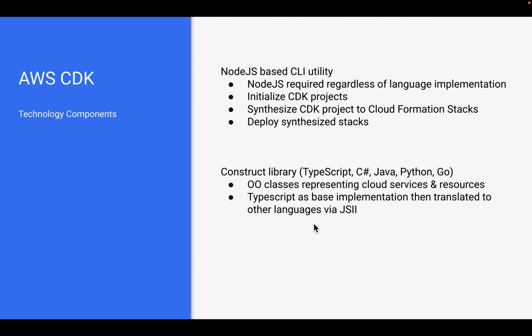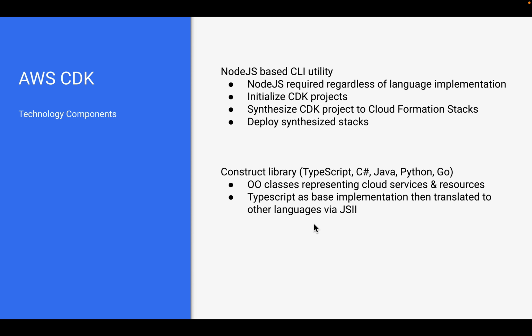All right, so now let's dig into Cloud Development Kit and really understand what goes into the technology, what composes the technology, and how to use it. So AWS Cloud Development Kit is really made up of two technical components.